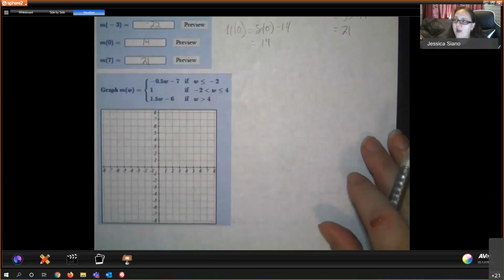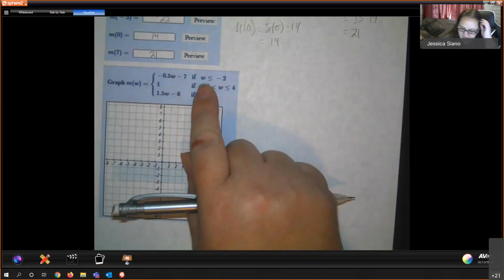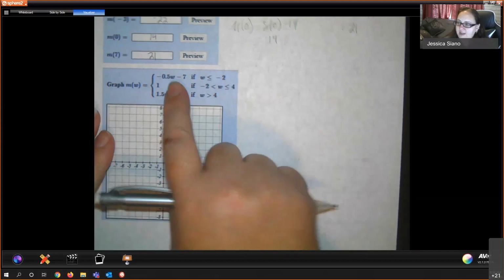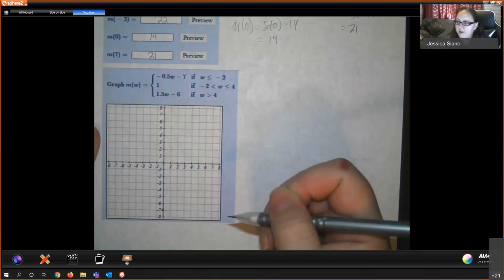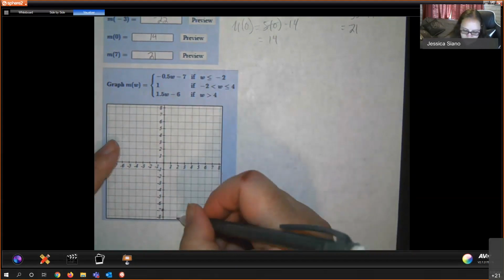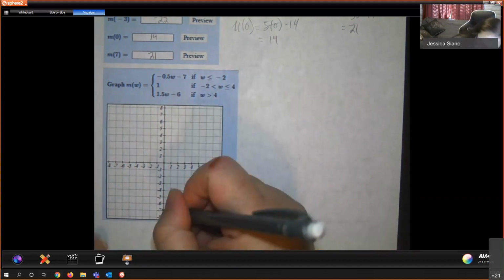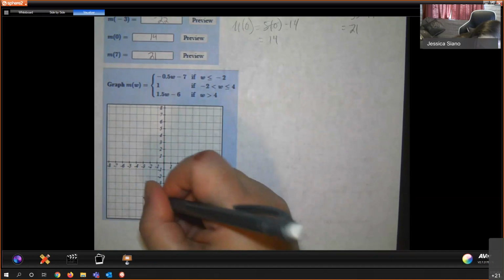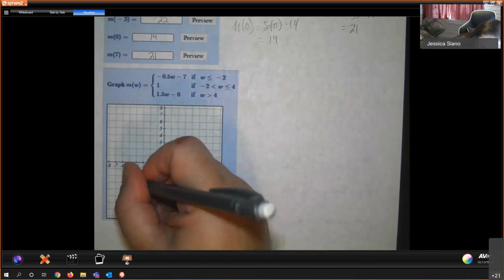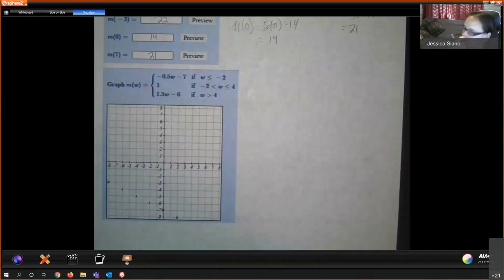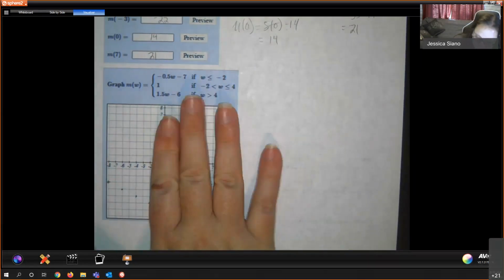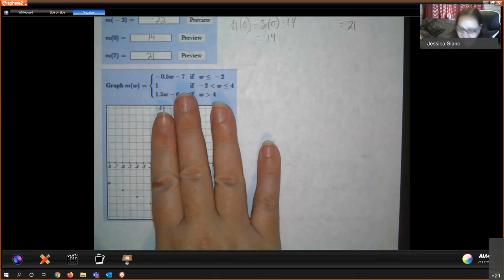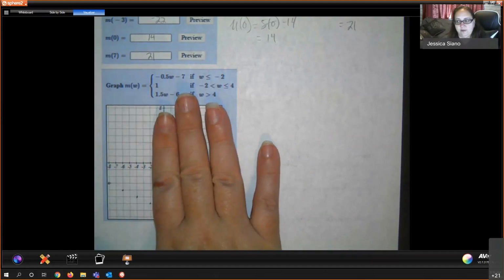Now, when we graph these, you're going to have to be using these domains very carefully. So let's start by graphing negative 0.5w minus 7. So that would start at negative 7 on the y. And it would go down 1 and over 2 because it has a slope of negative 1/2. Or up 1 and back 2. Here's the thing though. This function only exists when w is less than or equal to negative 2. So that means that line only happens in this piece of the graph. Okay? And it stops right here at negative 2.